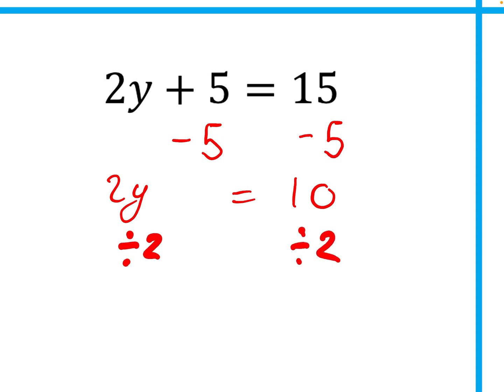So I'm going to do that to both sides. And that leaves me with, now I've got rid of the 2. I've got rid of the multiply by 2. So I've just got y equals 10 divided by 2, 5. And there's my final answer. I've gone through the process and I'm left with y equals 5.